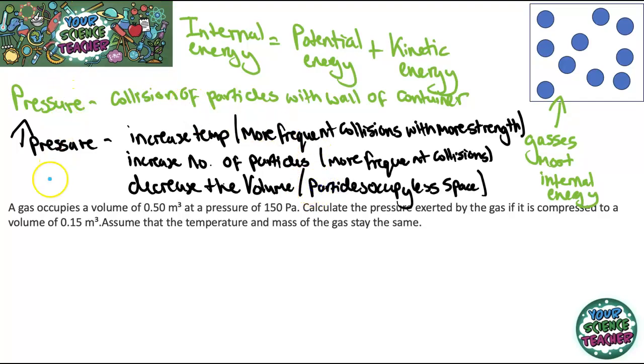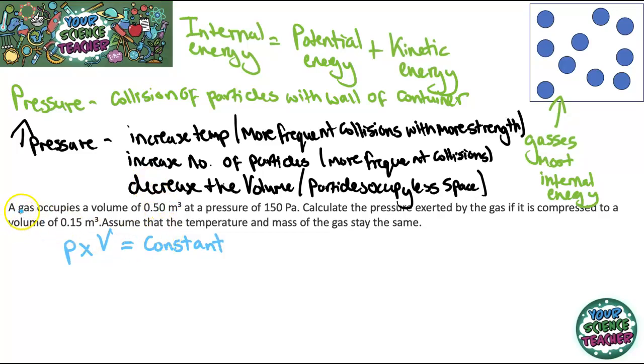I said that we'd look at volume in a little bit more depth, and that's because if we know the pressure and the volume, we can work out the new pressure if I change the volume. The reason is that pressure times volume equals a constant at a certain temperature. So let's have a look at what that actually means in practice.